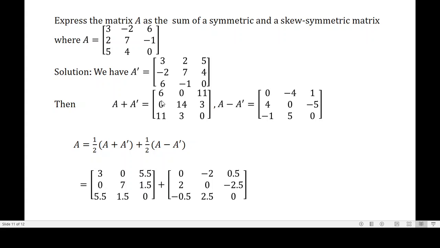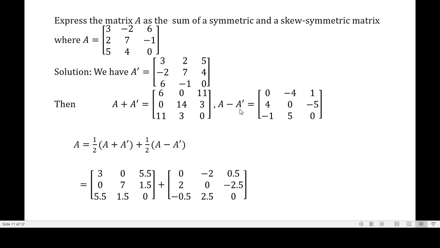3 plus 3 is equal to 6. Minus 2 plus 2 is equal to 0. 6 plus 5 is equal to 11. 2 plus minus 2 is equal to 0. 7 plus 7 is equal to 14. Minus 1 plus 4 is equal to 3. 5 plus 6 is equal to 11. 4 plus minus 1 is equal to 3, and 0 plus 0 is equal to 0.